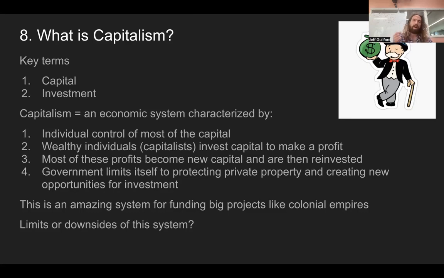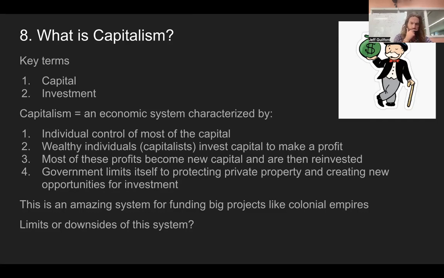Second, in a capitalist society, wealthy individuals, who are sometimes called capitalists, invest their capital to make a profit. This is how stuff gets done. In a capitalist society, if you want to make something, if you want to do something, usually it is done by capitalists who invest money in order to make a profit.